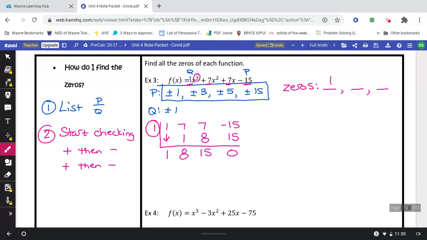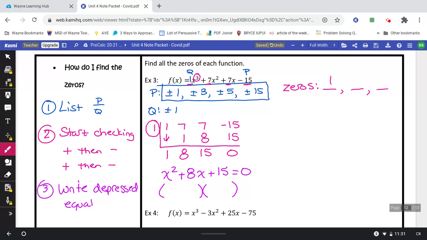Now, the 1 does not come as a pair. It's not like 1 and negative 1 always travel together. That's only if you have imaginaries. So what I'll do now is I'll take my 1, 8, and 15, and I'll write that as a depressed equation. So this 1 represents the number in front of the x squared. The 8 represents the number in front of the x. And this 15 represents the constant number. And we can set that equal to 0. And then we'd have to factor. So this third step, write the depressed equation, and then try to solve.